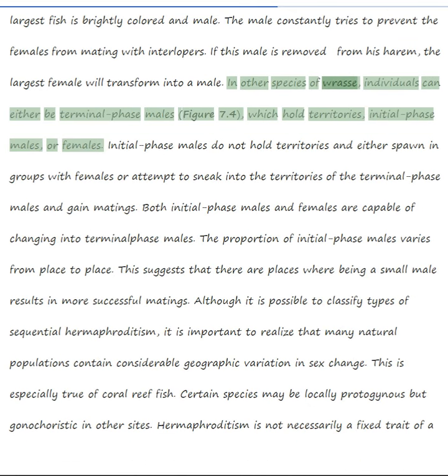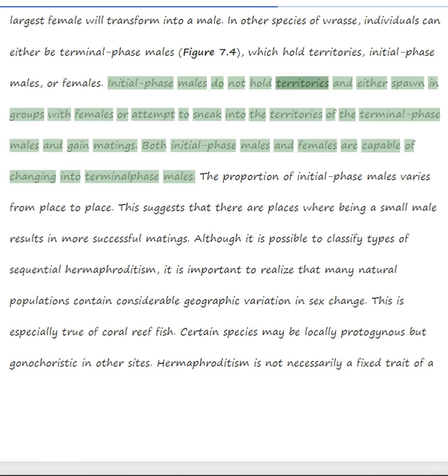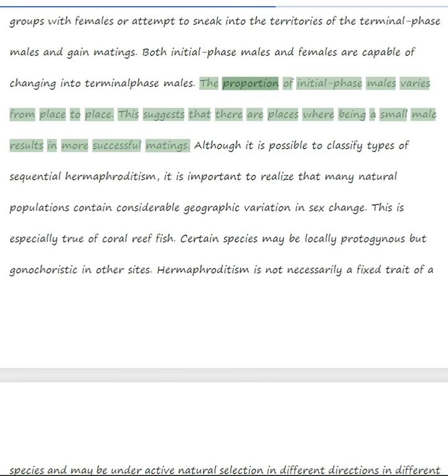In other species of wrasse, individuals can either be terminal phase males, which hold territories, initial phase males, or females. Initial phase males do not hold territories and either spawn in groups with females or attempt to sneak into the territories of the terminal phase males and gain matings. Both initial phase males and females are capable of changing into terminal phase males. The proportion of initial phase males varies from place to place. This suggests that there are places where being a small male results in more successful matings.